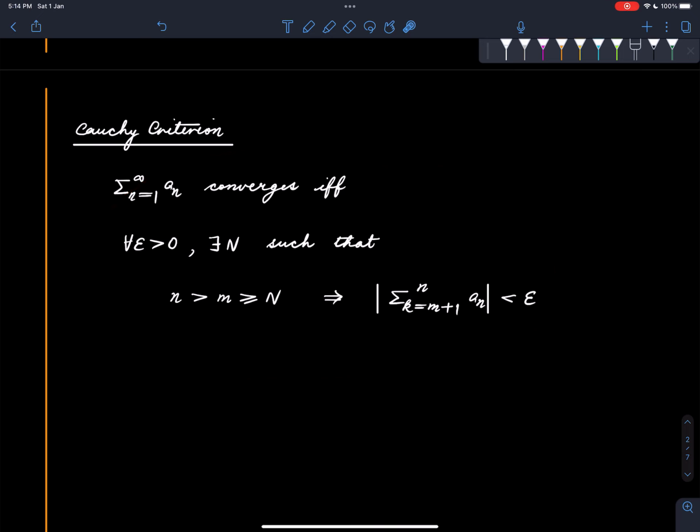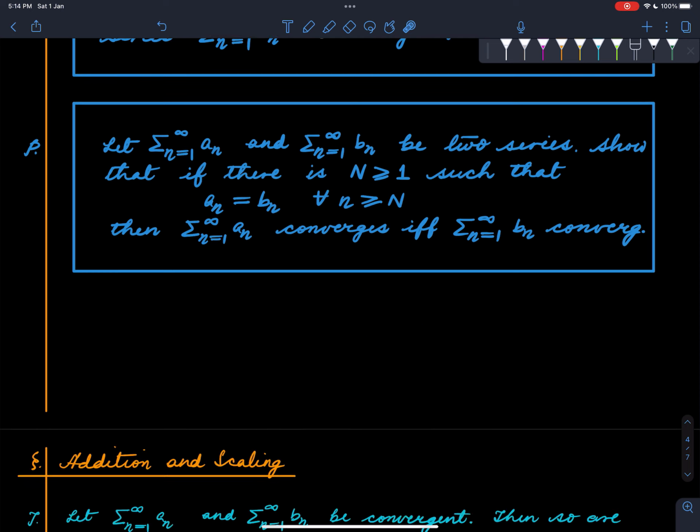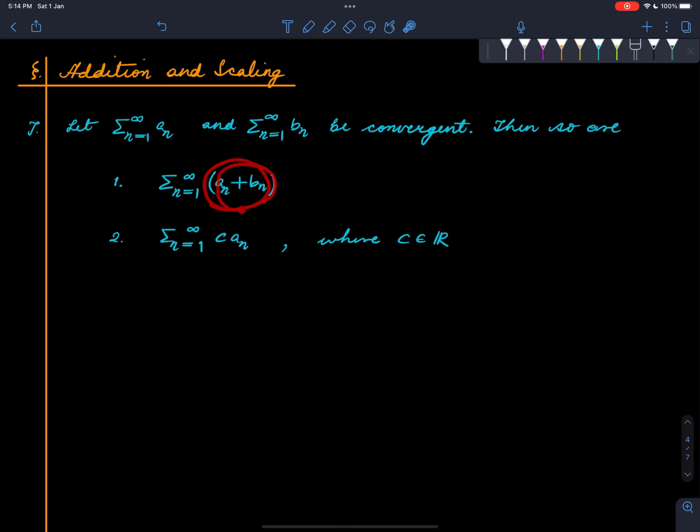You can read it if you want to. You can just pause the video. So these are the problems, just two very simple problems. And now we quickly finish what we want to do. So suppose we are given two convergent series, then we claim that the series formed by adding term-wise the elements of the two series is also convergent, and the scalar multiple of any of those series is also convergent. And this is very simple.